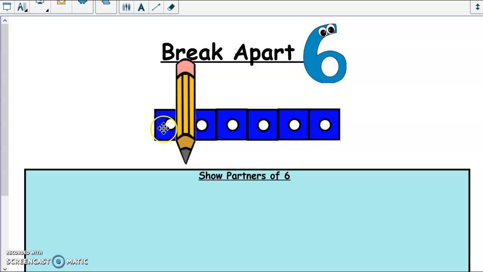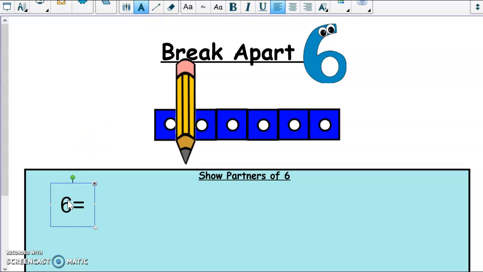Now on this side of the stick we see 1, and this represents kind of like a plus, like we're adding, so 1 plus, and this is our 5 group. So we're going to write this 6 equals 1 plus 5.